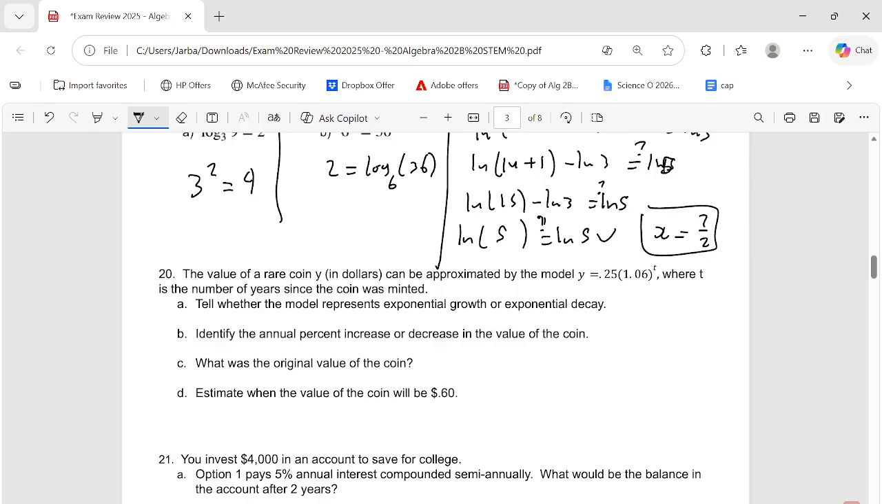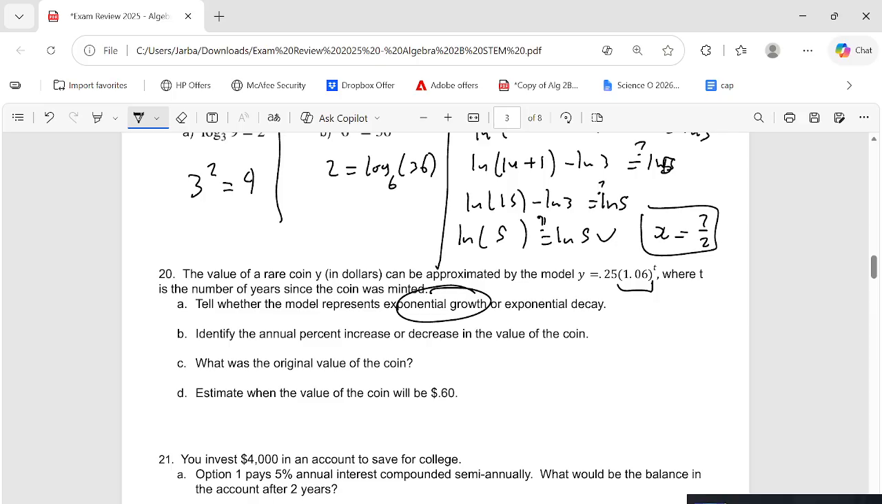Alright, so for this first one, the way that I know immediately just after looking at it that it's exponential growth is because this b value, this growth factor, is greater than 1. So, exponential growth.